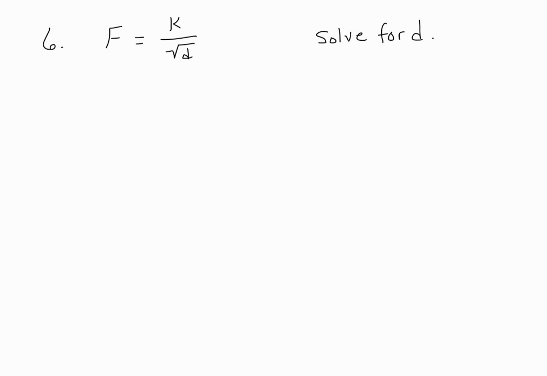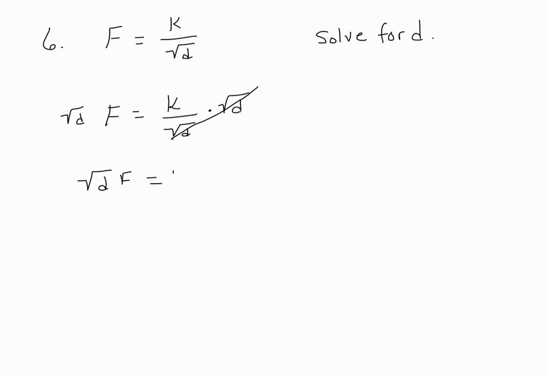Problem 6, I'm going to be solving for d. I've got two things going on here. I've got the d in the denominator, and I also have it under the square root sign. So I can deal with those in either order. I'm going to try to get that out of the denominator for my first step. So I'm going to multiply both sides of my equation by my denominator. So I'm going to multiply both sides of the equation by square root of d. That way the square root of d's will cancel over here on the right-hand side.